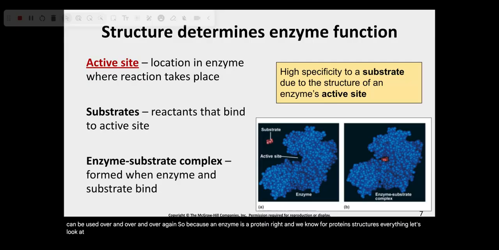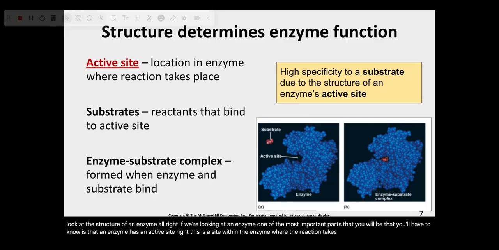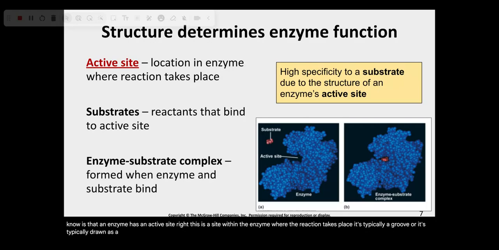Let's look at the structure of an enzyme. If we're looking at an enzyme, one of the most important parts that you'll have to know is that an enzyme has an active site. This is a site within the enzyme where the reaction takes place. It's typically drawn as a groove. We can see in this image down here, we have this active site. It looks like this opening, this groove within our enzyme.